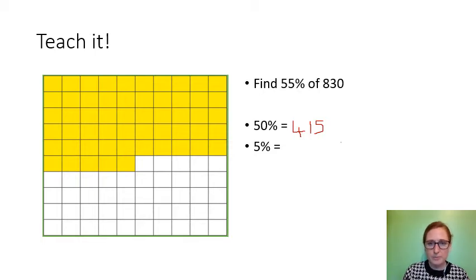Now 5%, I can choose how to work out this 5%. I could do it by working out 10% and then halving it, or I could find 1% and then multiply it by 5, or if I know 50%, I can divide it by 10 to work out that 5% is 41.5.